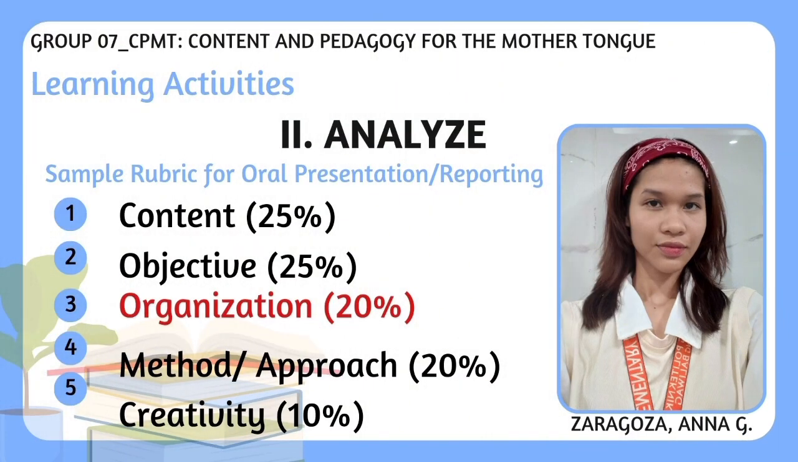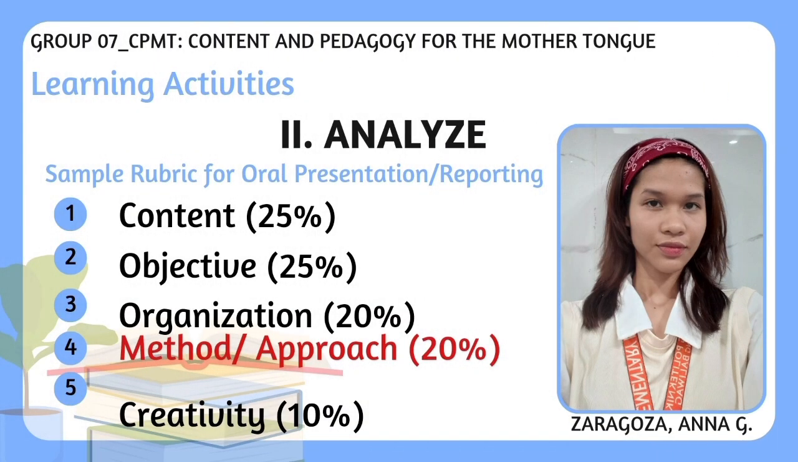Next is the organization, at 20%. This assesses how well the project is structured and presented. It could include factors such as clarity of ideas, logical flow, and coherence of the content. Next is method or approach, which contains 20%. This evaluates the methodology or approach used to complete the project. It could include factors such as research methods, problem-solving strategies, or techniques applied in completing the task.